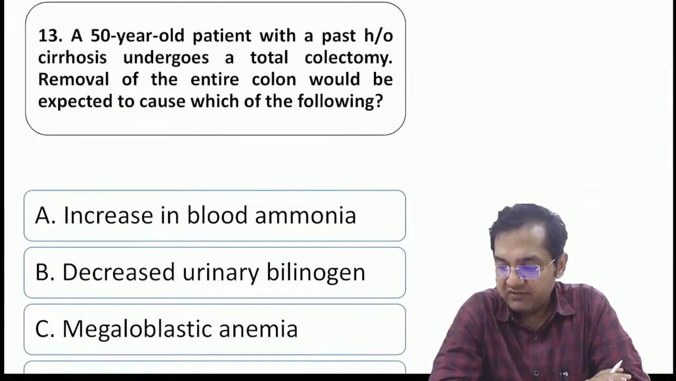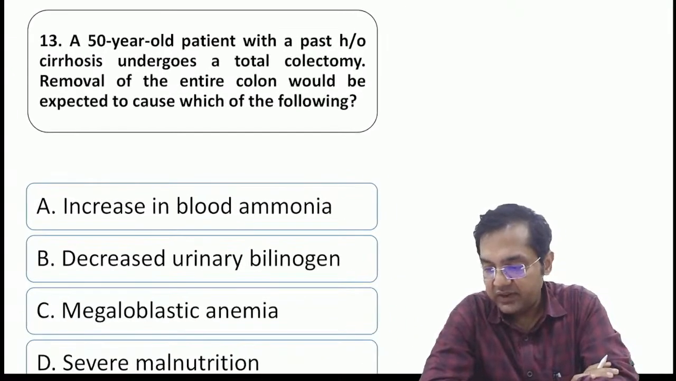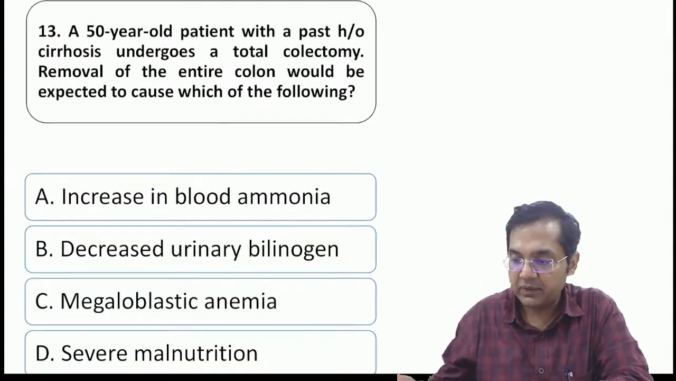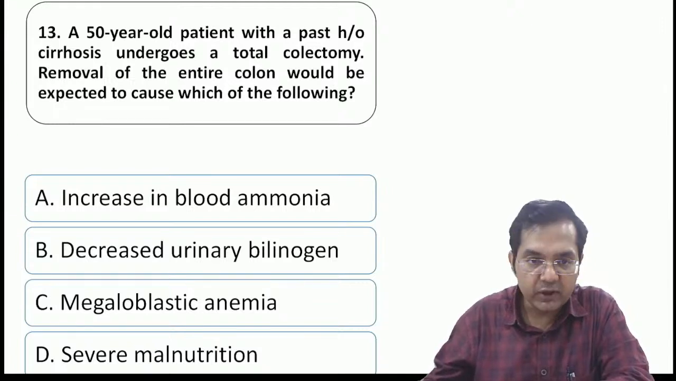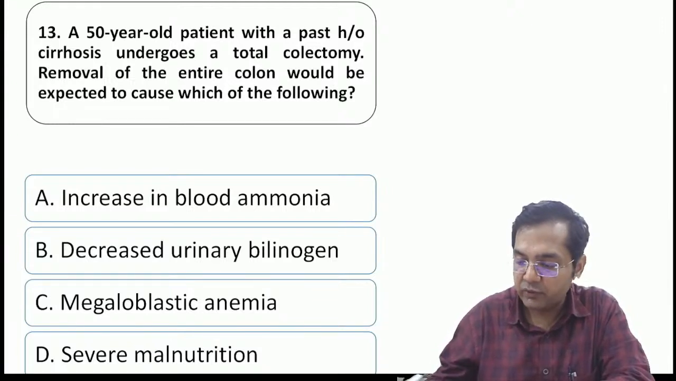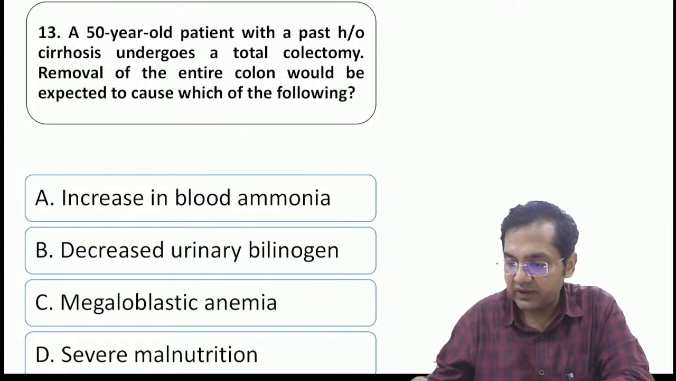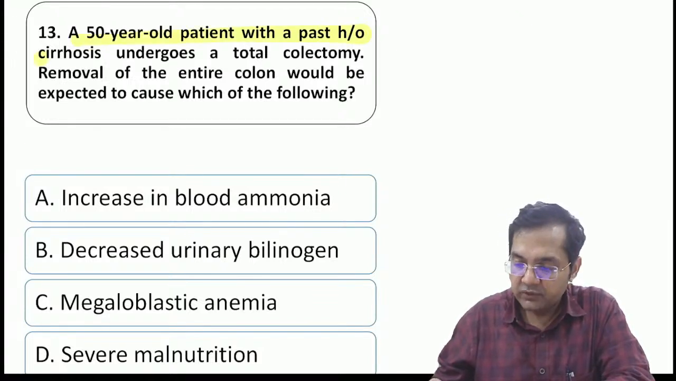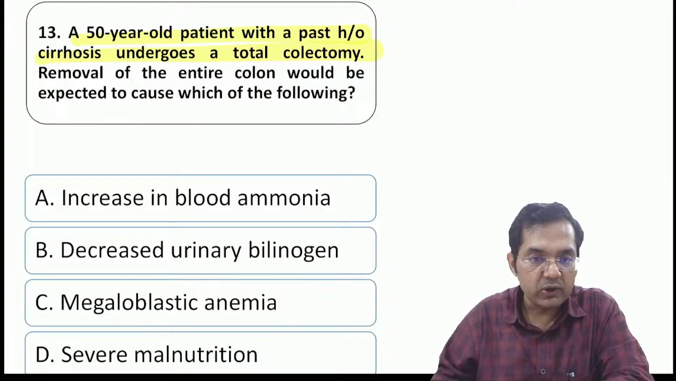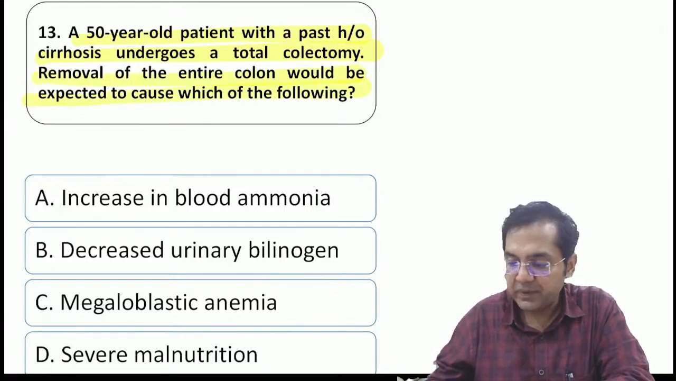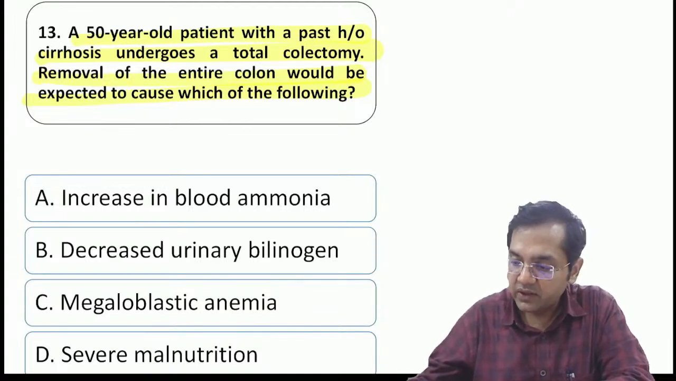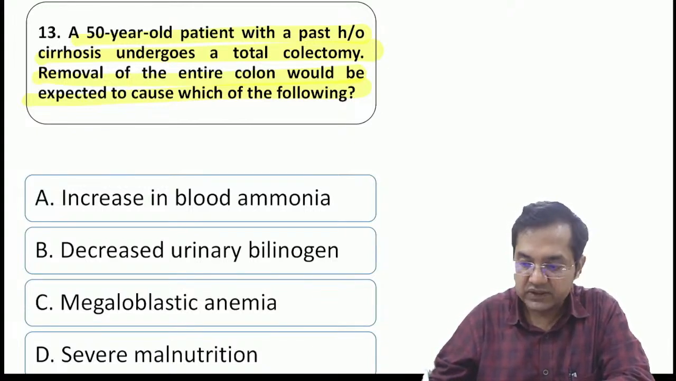Question 13.1: a 50-year-old patient with a past history of cirrhosis undergoes a total colectomy. Cirrhosis, remember, is liver damage due to excessive drinking of alcohol or hepatitis; other causes you will learn in your medical career as you go to second prof. Colectomy means removal of the colon. So removal of the colon would be expected to cause which of the following? This I would consider a difficult question. On the analysis of difficulty level, this is a hard question.